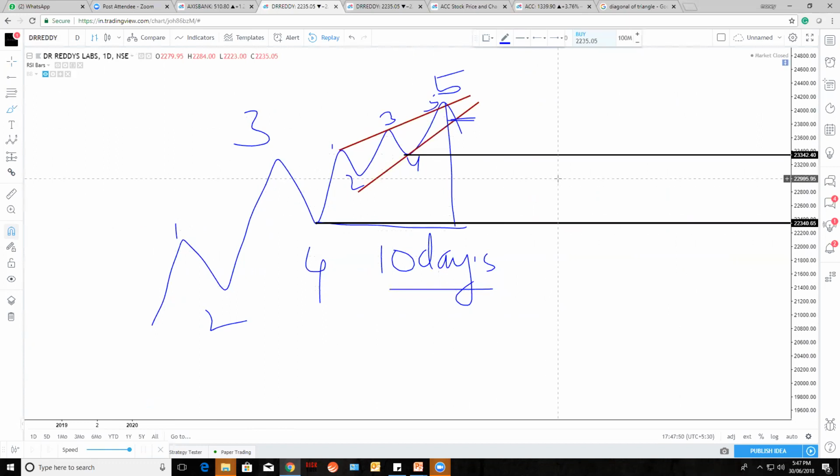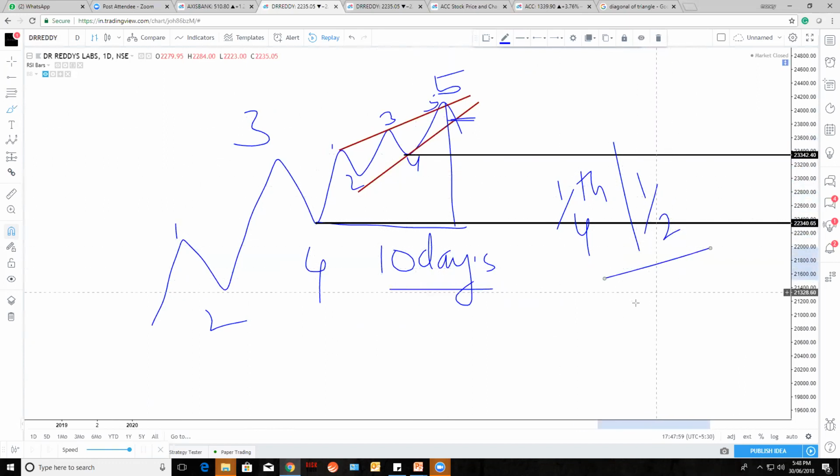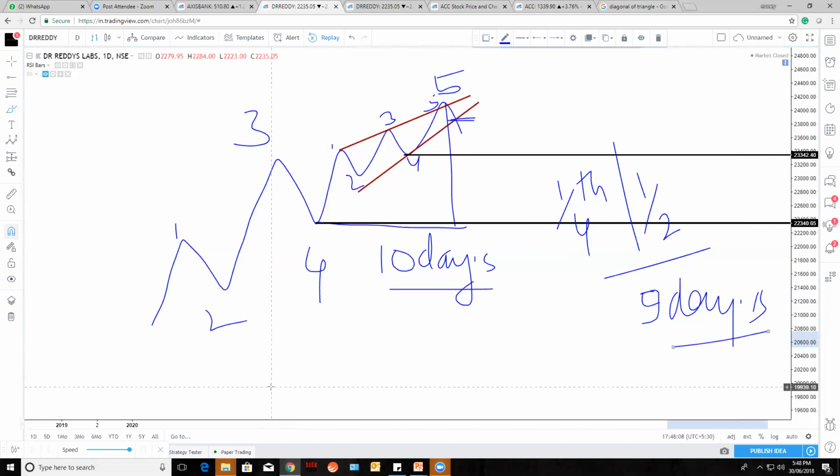So it will fall whatever the time it took. The fall will take only 1/4 time or half time, or at most 9 days, not 10 days. If it is taking more time, then it may fail. You need to exit the position. Otherwise, the target will come within 1/4 of the days, or else half of the days which it took to form the ending diagonal. It is an ending diagonal, so it will take 10 days to form. So the fall will be in 1/4, that is 2.5 days, or else a max of 5 days. This is how the target will come for an ending diagonal.